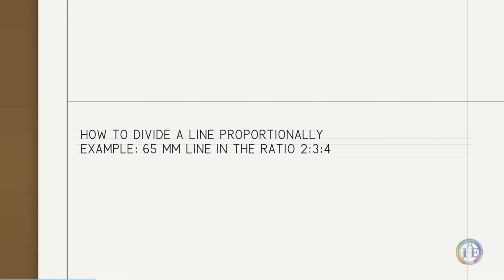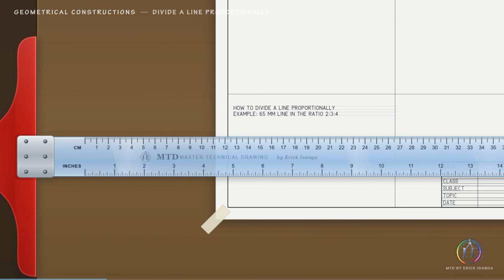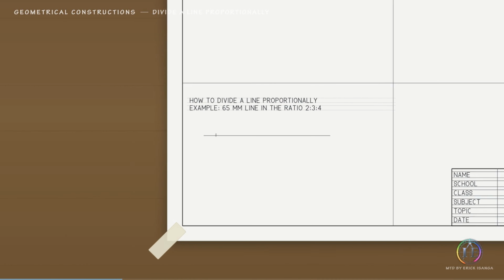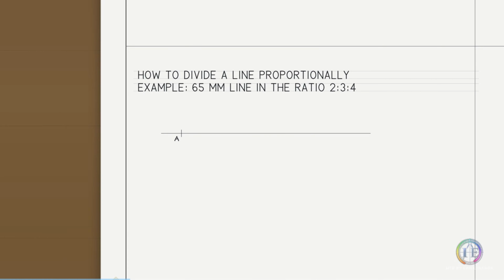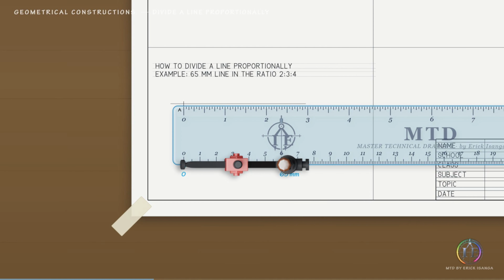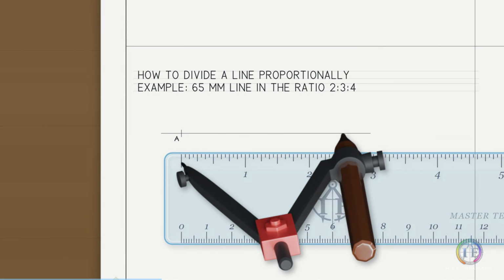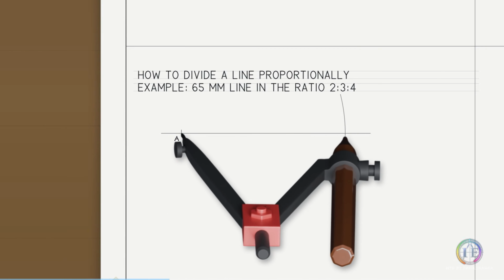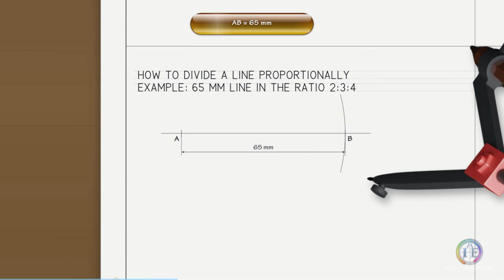We shall now use the space below to divide a given line proportionally. In this example, we shall divide a 65 mm line in the ratio 2:3:4. Using the T-square and a sharp 4H pencil, draw a thin horizontal construction line. Mark the starting point and label it A. Set the compass to 65 mm. With A as the center and a radius of 65 mm, cut the horizontal line to locate point B.